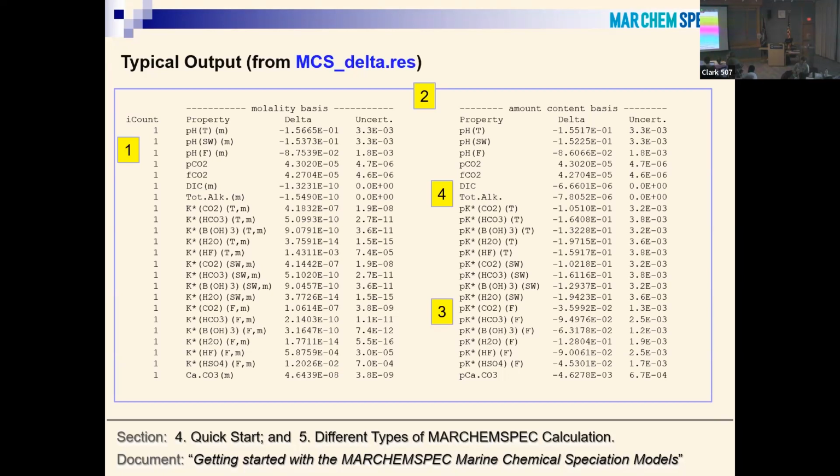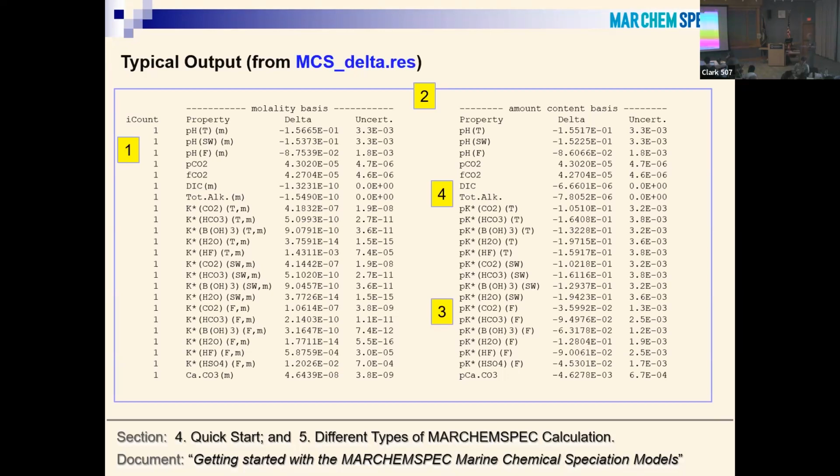And if you then look across the same numbers for amount content, you might scratch your head even more and say, well, now these, although they're very small at the 10 to the minus 6 level, they're 4 orders of magnitude more than they were for the molality case. Now, how could that possibly be?